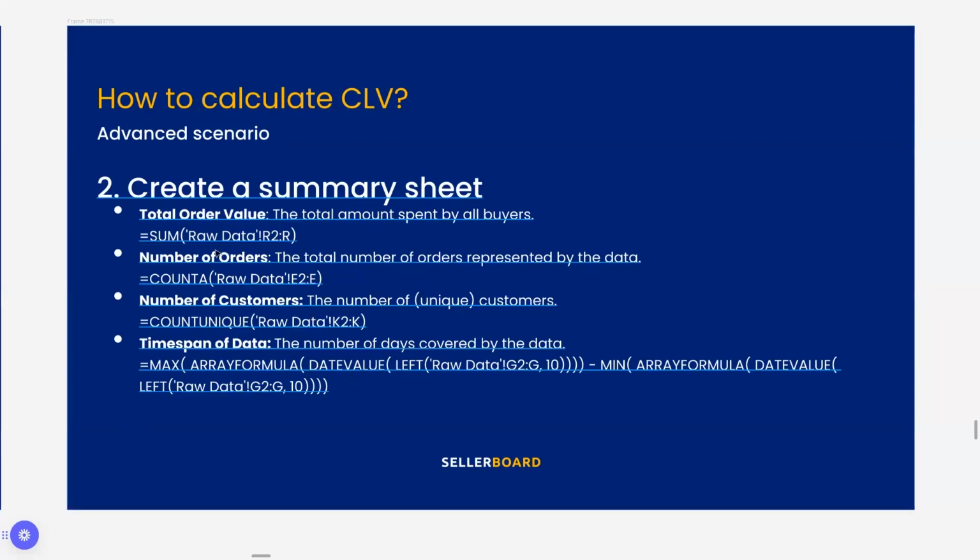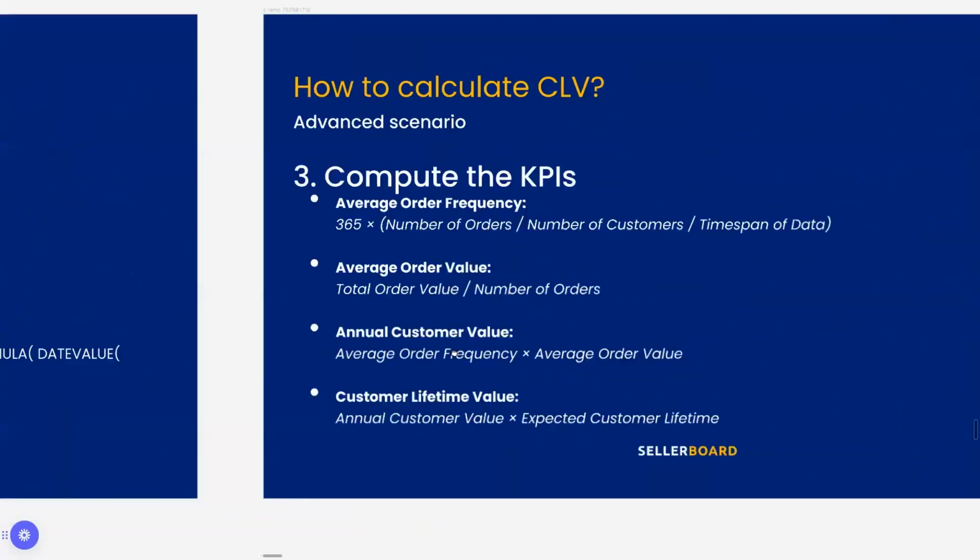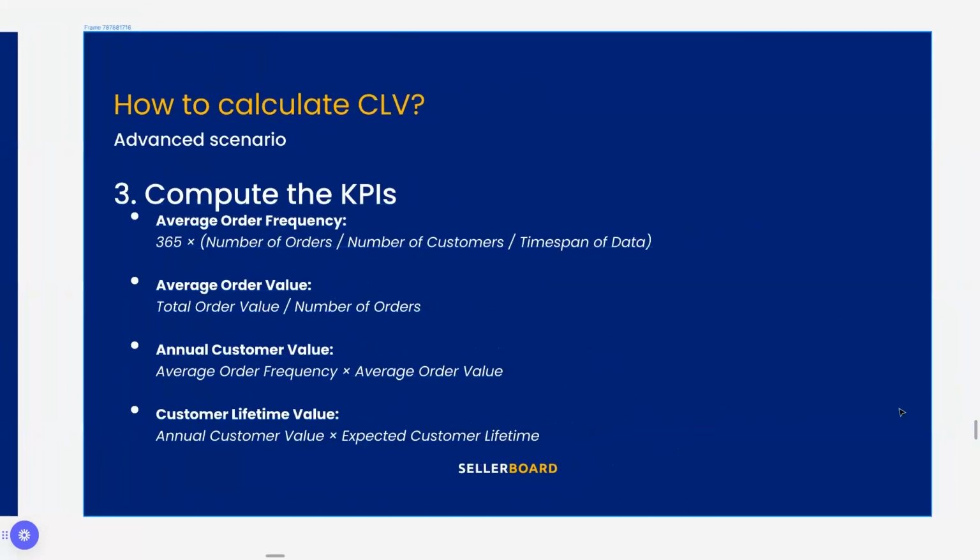So in order to do that, you just have these basic formula hints. You can use them. Just take a screenshot of this page, and you will basically need the total order value calculated, the number of orders calculated, the number of customers, and the time span of data that you are analyzing. So using these formulas, you can get all the data, and you will need these parameters to calculate the final KPIs, which are listed over here.